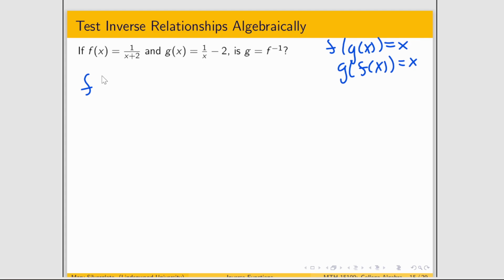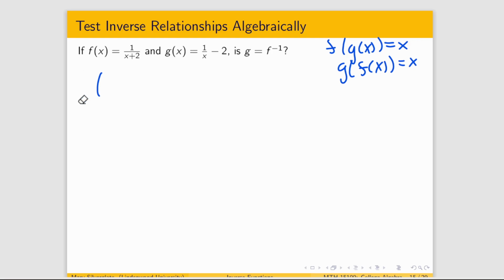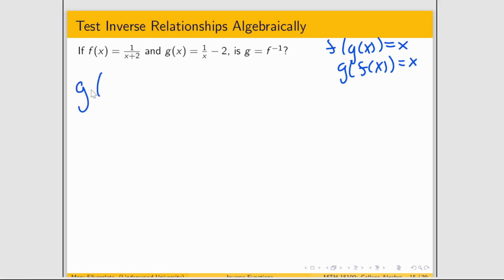So in this case, I chose to plug f into g, and I was about to write that the other way around. So if I'm plugging f of x into g, that means I'm plugging 1 over x plus 2 everywhere I see an x in the g of x function.